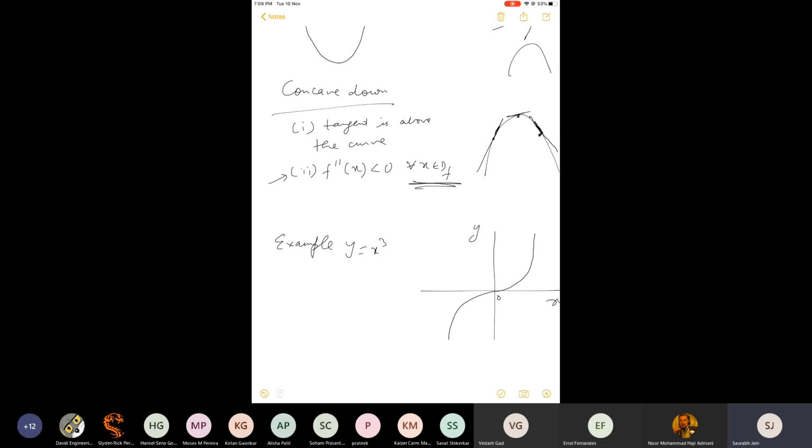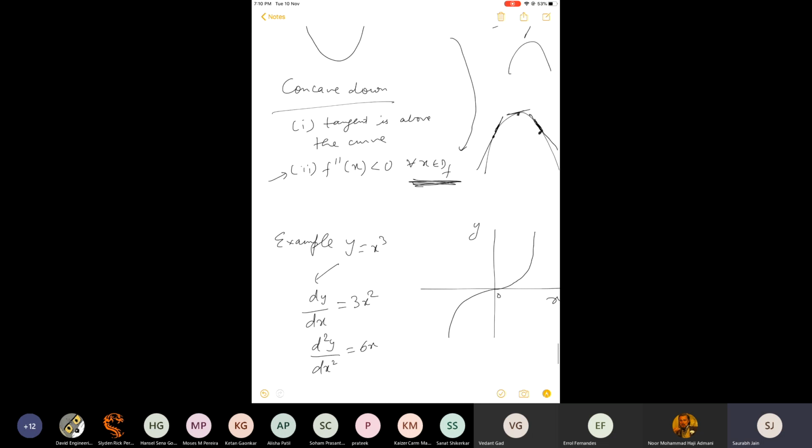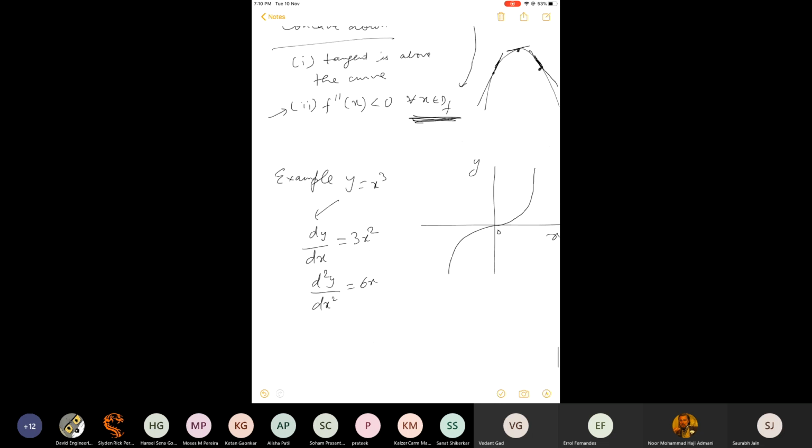So listen, let us find, this will help you understand the concavity of this graph. First derivative is 3x square. Second derivative is 6x. Here I said for all x belongs to domain of f, and if you heard properly, I also said or in some interval. Same applies for this.